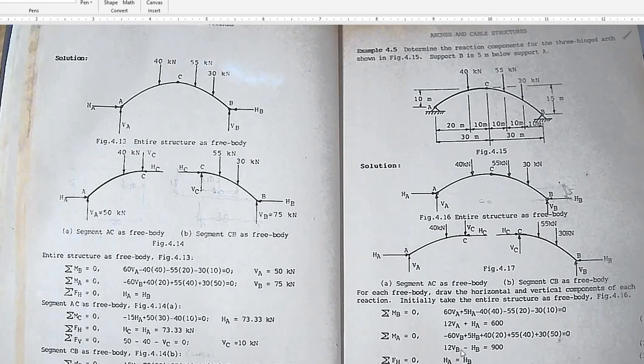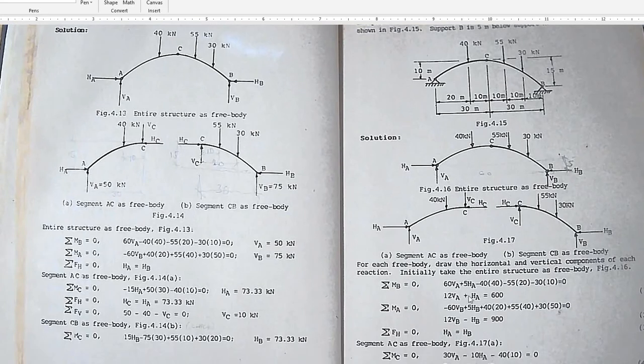Next is, nag-take moments naman siya ngayon sa point A. This time, it is still the whole body as free body diagram. So, taking moments at point A, 60 times V sub B, negative, dahil counter, and then plus 5H sub B. Yung 5 yan, ulit yung lever arm ni H sub B. And then plus 40 times 20 plus 55 times 40 plus 30 times 50 is equal to 0. And then take note again that you have two unknowns, vertical B and horizontal at B.